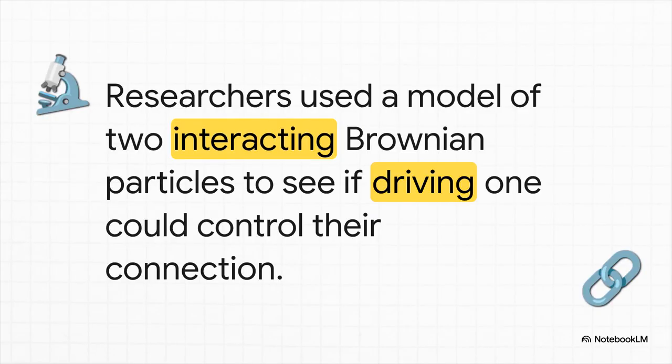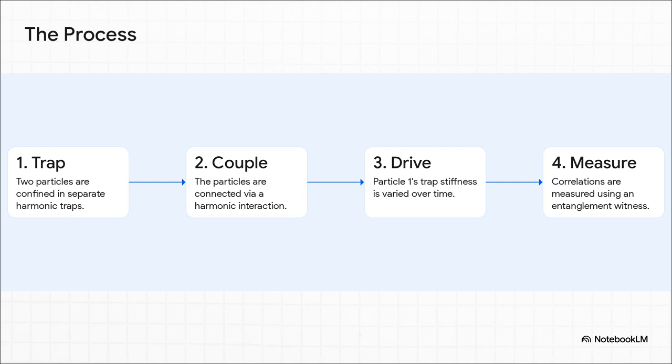So the brilliant idea was to take two of these little jiggling particles and link them together with what's basically an invisible spring. And then, and this is the real secret sauce, they decided to actively poke one of them to drive it and see if they could get their connection to act like entanglement. And here's exactly how they did it. First, they put each particle in its own little energy trap to hold it in place. Then, they hook them up with that spring. Next comes the fun part. They start messing with particle one's trap, making it tighter or looser over time. This is what scientists call non-equilibrium driving. And finally, they just sit back and measure how connected the two particles become.